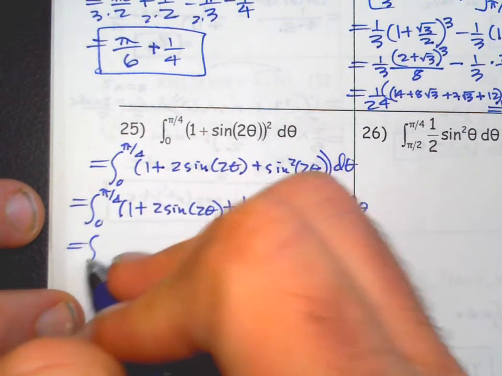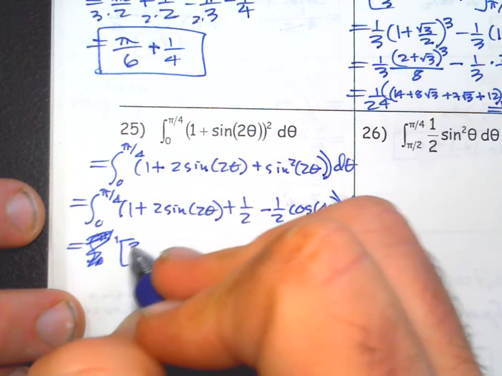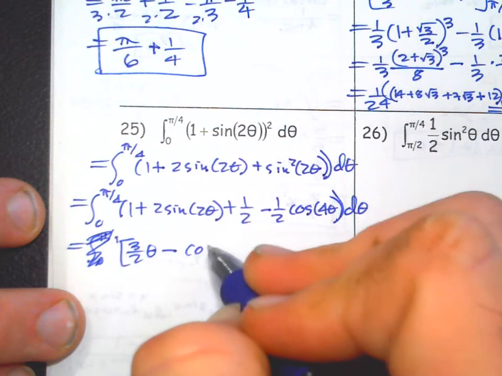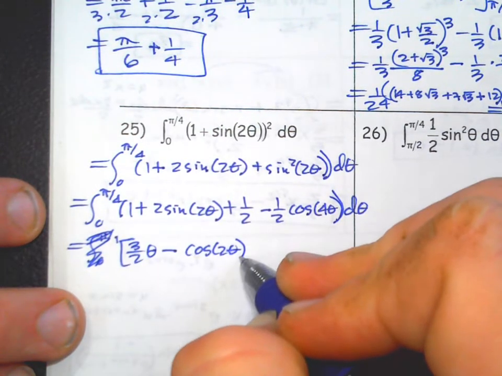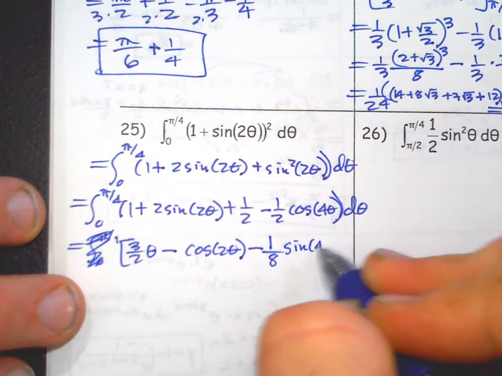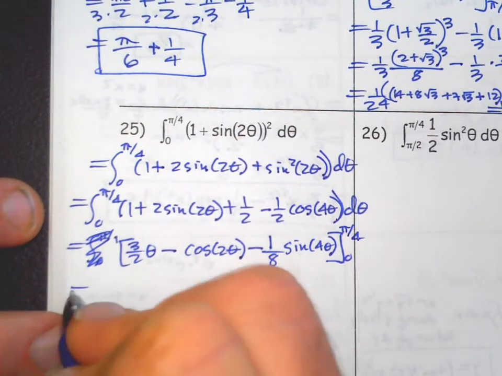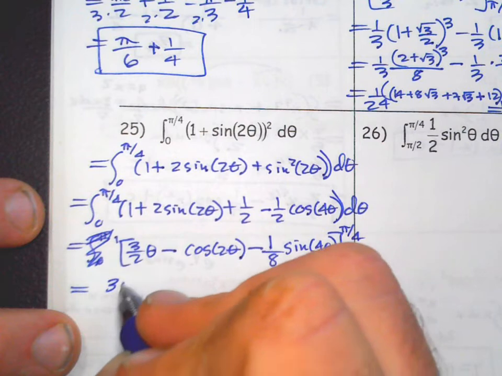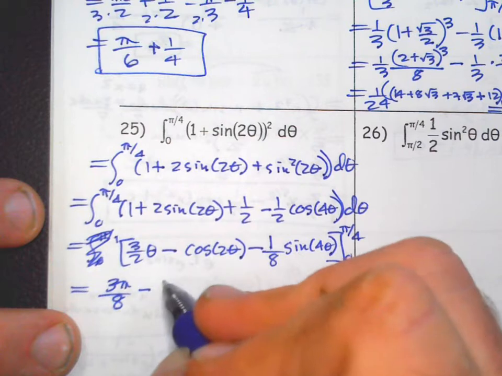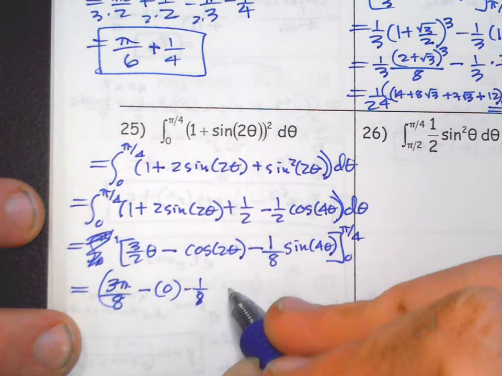I haven't actually started integrating. Now I'm going to integrate. I don't need that anymore. So you have 1 and 1/2, so it's 3/2 theta minus cosine 2 theta minus 1/8 sine 4 theta. And we're going to plug limits in. So it's going to be 3 pi over 8 minus cosine of pi over 2 is 0 minus 1/8 sine of pi is 0.